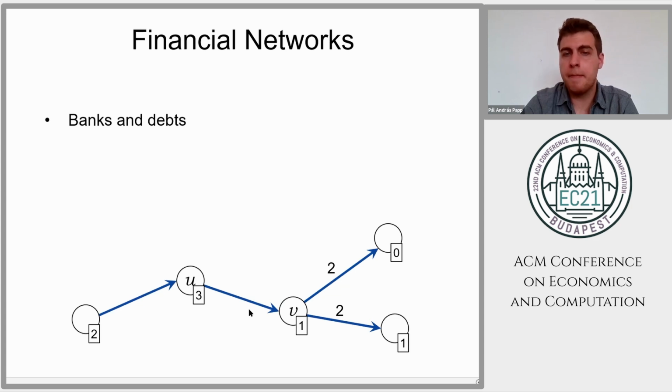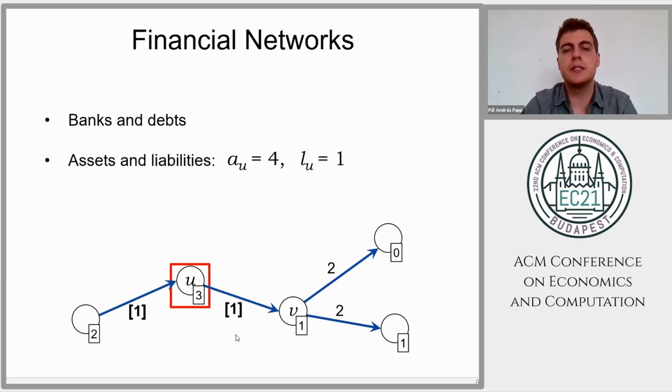Based on these banks and debt contracts, we can already define the assets and liabilities of each bank in these networks. For example, Bank U has 3 units of money itself and receives 1 unit of money from the source node, so it will have total assets of 4. On the other hand, it only has a liability of 1, so it can easily fulfill this payment obligation, and 3 units of money remain at U.